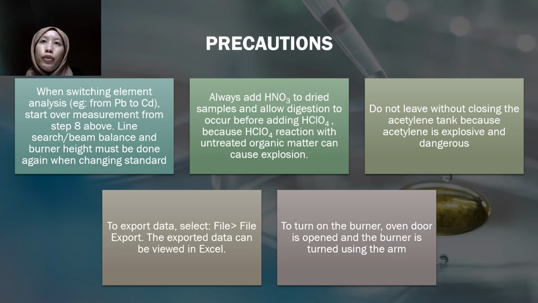So these are the few precautions that students or any practitioners must remember before handling AAS. First, when switching elements for the analysis, such as from lead to cadmium, start over the measurement from step 8 before. It means the experiment is repeated from the line search or beam balance step, and burner height must be done again when you change the standard.